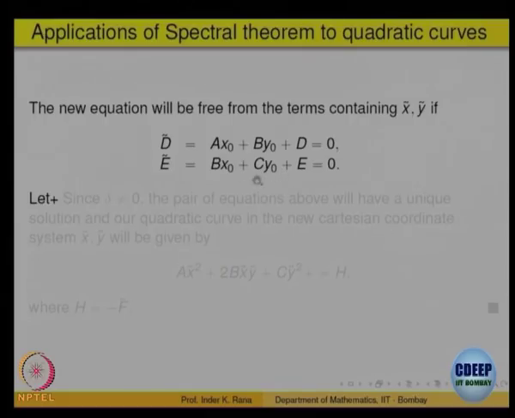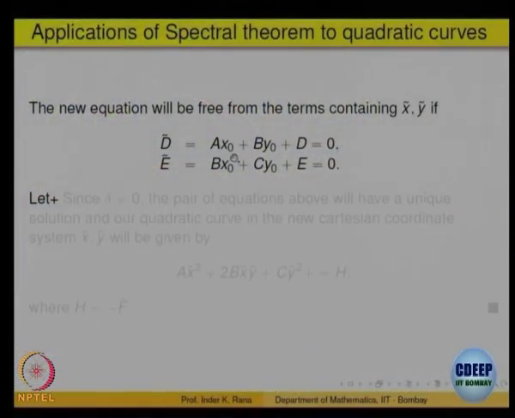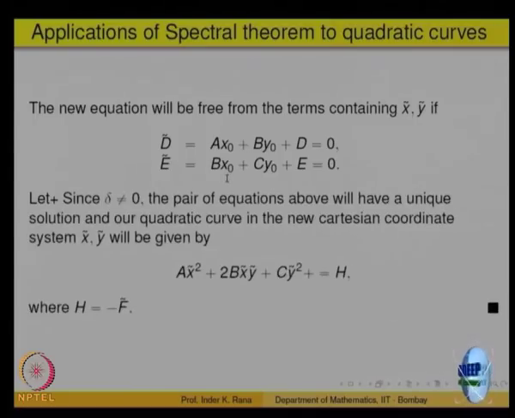What is the condition for two equations in two variables? The determinant should not be equal to 0, right. Is it clear? Go back to 2 by 2: determinant should not be equal to 0, rank should be full. So, AC minus B square will be the determinant of that matrix, and that should not be 0. So, they will have a unique solution in that case. The determinant of the coefficient matrix should not be 0. So, you get it in this form.